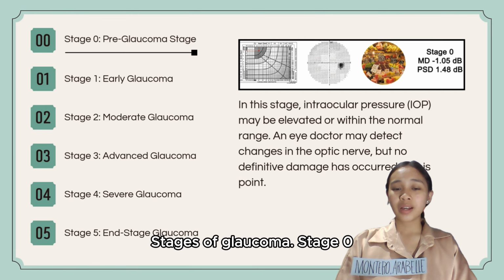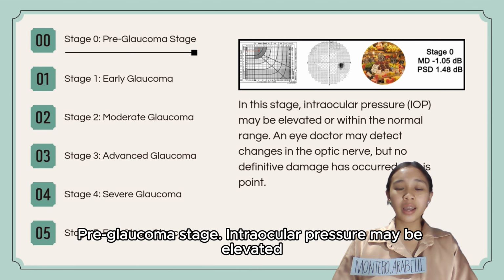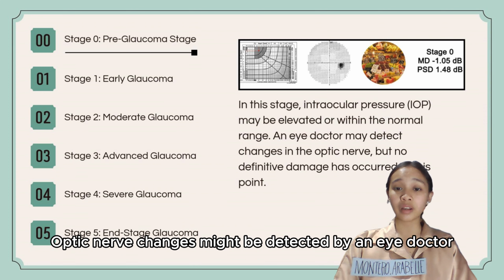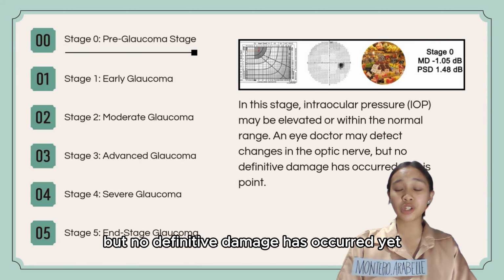Stages of glaucoma. Stage 0. Pre-glaucoma stage. Intraocular pressure may be elevated or within the normal range. Optic nerve changes might be detected by an eye doctor, but no definitive damage has occurred yet.